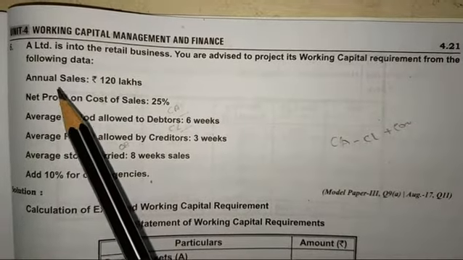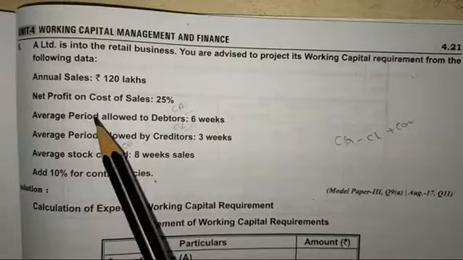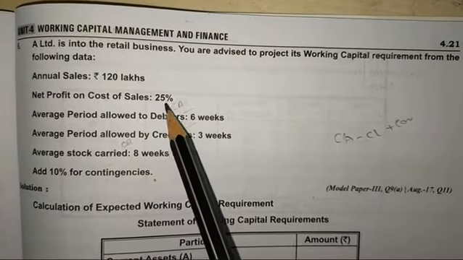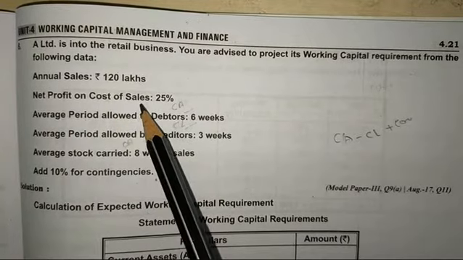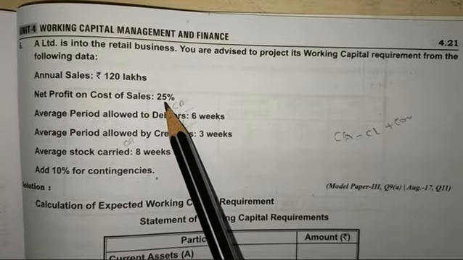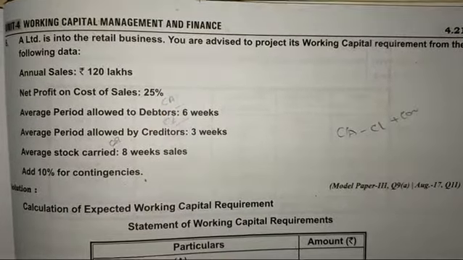What I have explained is annual sale is rupees 120 lakhs and net profit on cost of sale is 25%. What we need to do is, for this we need to prepare the working notes. I will show you.